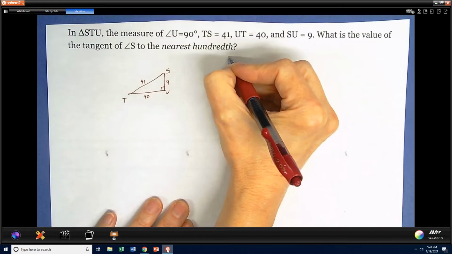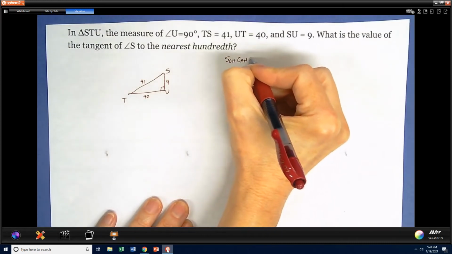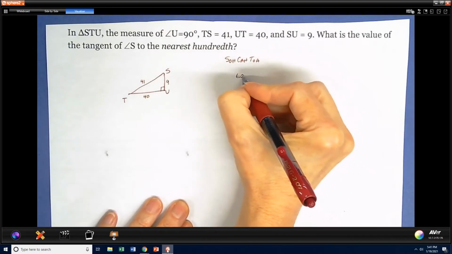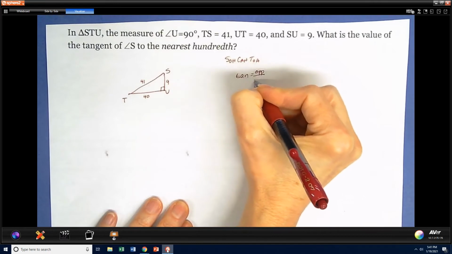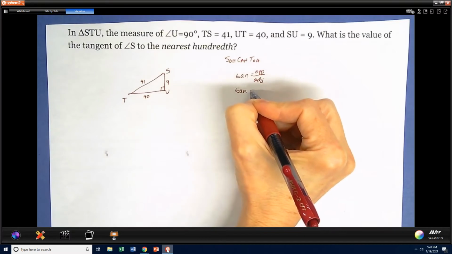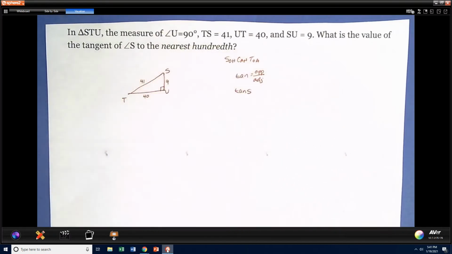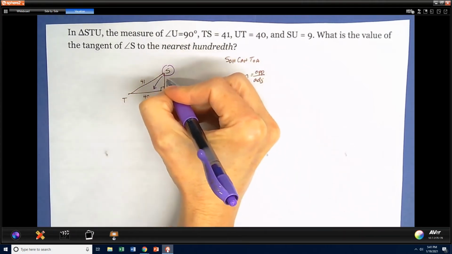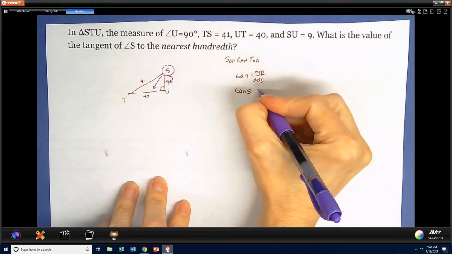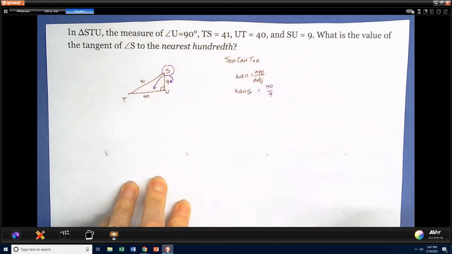Write down your mnemonic. So, SOH CAH TOA. Tangent is opposite over adjacent. So the tangent of angle S, here's angle S, you always want to identify your reference angle, is going to be the opposite over the adjacent. My opposite side is 40. My adjacent side is 9. So it's going to equal 40 over 9.